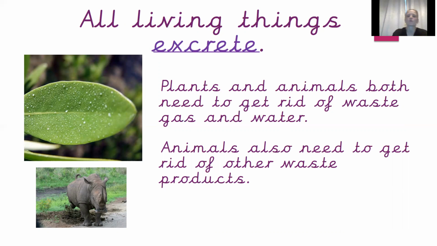Animals also need to get rid of other waste products. So we looked at that when we looked at the digestive system of a human, when there are things that we don't need, if we've taken all the nutrients out of all the food we need, anything that your body doesn't need is excreted. And the same with plants and animals, any waste gases or water that they don't need is excreted.